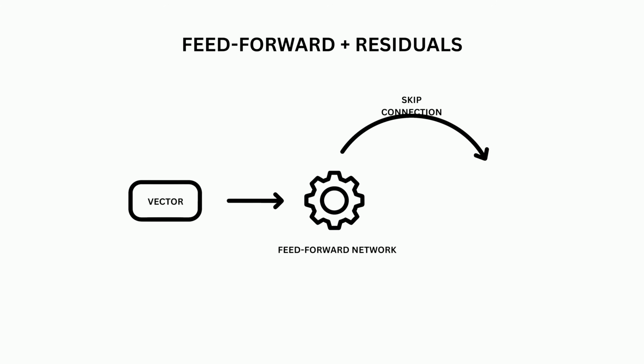Two more pieces keep this stable across a deep stack. A residual connection carries a copy of the original signal forward and adds it back in, so information from earlier steps never has to survive by squeezing through every single transformation. And a normalization step rescales the values after each stage, keeping numbers in a healthy range so training doesn't blow up or vanish, even dozens of layers deep.